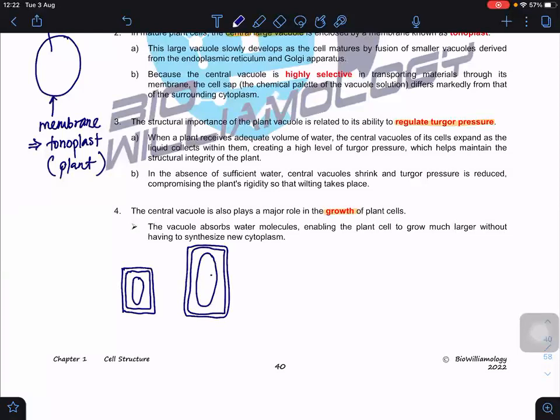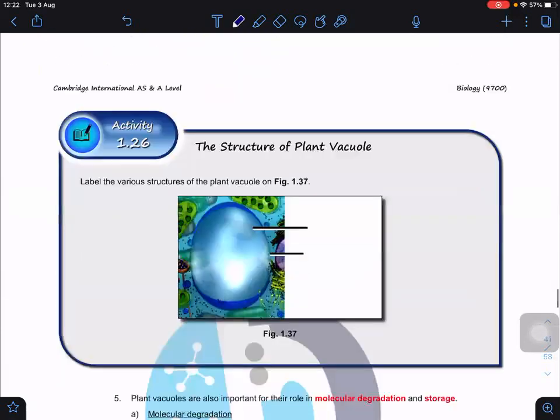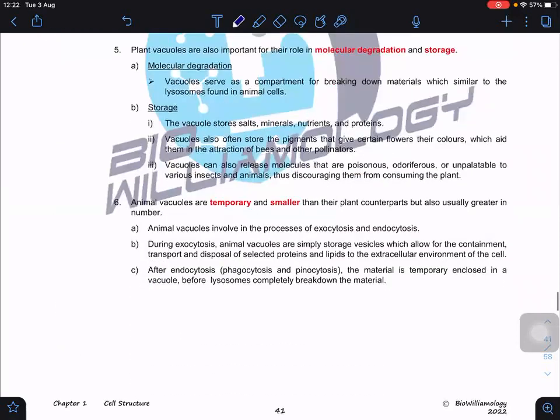So what is inside? Generally, water molecules are stored inside the plant vacuole. Later we'll come back to this. The plant vacuole is also important in what we call molecular degradation and also storage. So what is meant by molecular degradation?